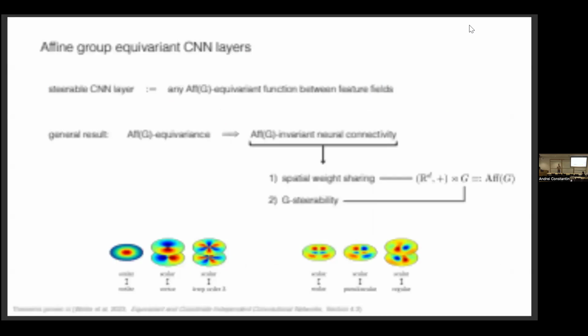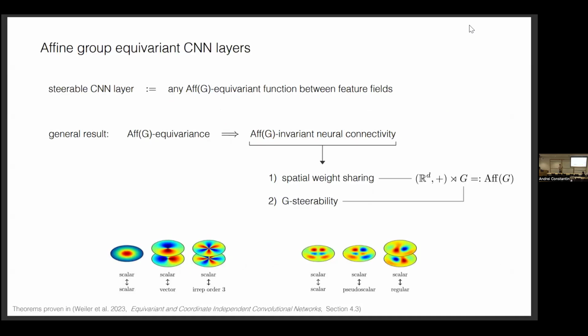And again, we have this result. So before we had that translation equivariance gives you a translation invariant neural connectivity. Here we have the same, which is that affine group equivariance gives you an affine invariant neural connectivity. And to understand what that means, recall that the affine group was defined as the semi-direct product here. So in particular, it has the translation group as a subgroup, which means that whatever we found before will again apply. So in particular, we again get spatial weight sharing or convolutions. But then you have these G symmetries on top of it, which give you constraints on the convolution kernels themselves. And they lead to these G-steerable kernels here.